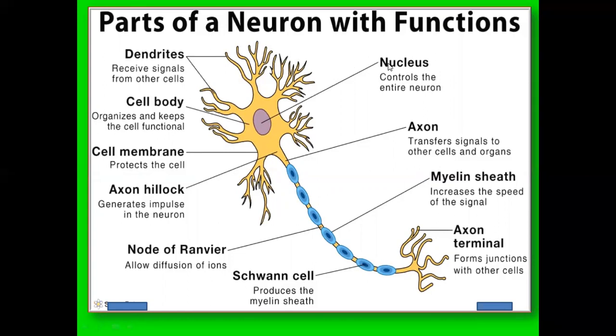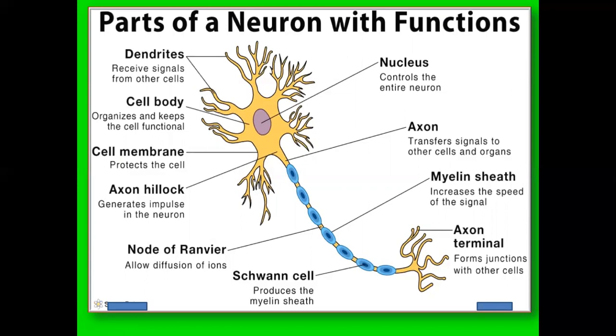Now what about the nucleus? The nucleus is located in the center of the cell. You can say the nucleus is the brain of the whole cell because it controls all of the activities of the cell. All of the activities of the whole entire neuron are controlled by the nucleus. Is it clear?